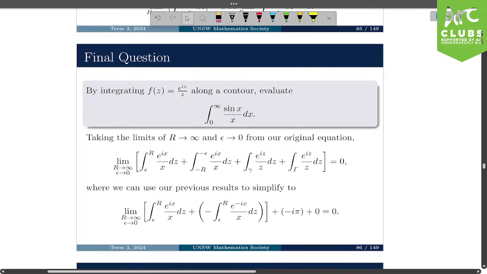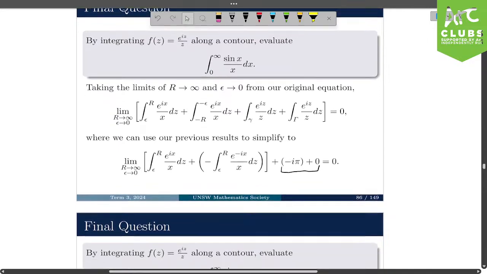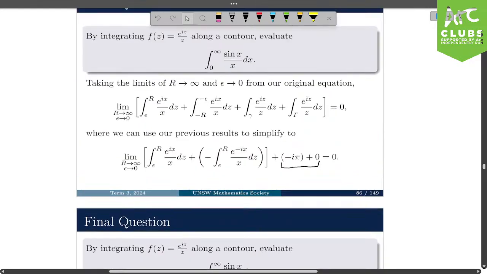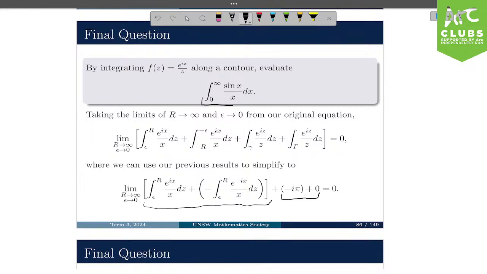Finally, that means that we know that this sum, the integral across the entire contour, is equal to 0. And furthermore, that when we push R to infinity and epsilon to 0, two of those integrals are going to evaluate to minus i pi plus 0. While these two integrals, the ones that we identified before along the two paths, are going to sum together to equal the integral that we want.